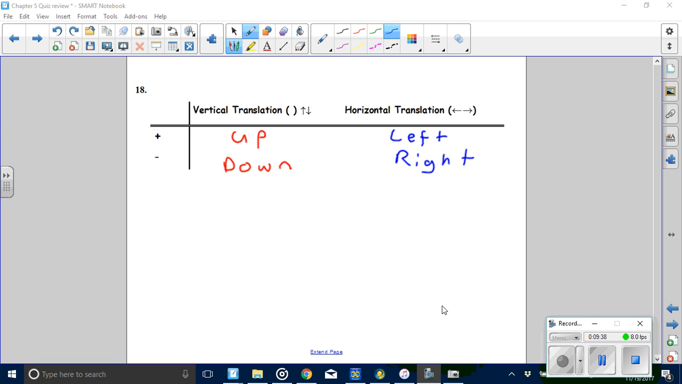And also, a recap of the vertical and horizontal translations. Remember that if it's outside the parentheses, it's going to be vertical, with the positive being up and the negative being down. And if it's inside the parentheses, it's going to be horizontal, with the positive going to the left and negative going to the right. Kind of opposite for horizontal.